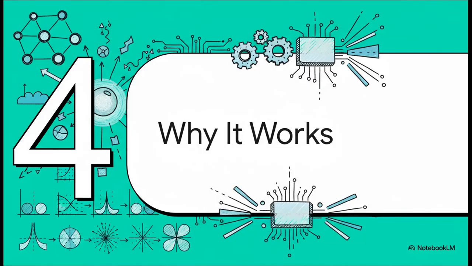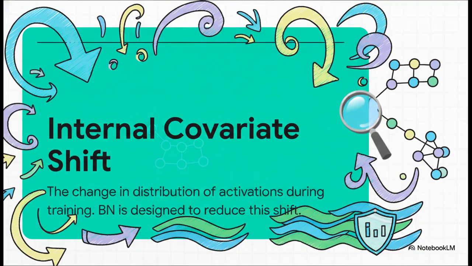Okay, so you're probably wondering what's actually happening under the hood here. Like, what's the technical reason this is so darn effective? Let's break down exactly why it works. All right, the key technical term here is something called internal covariate shift. It sounds complicated, but the idea is actually pretty intuitive.